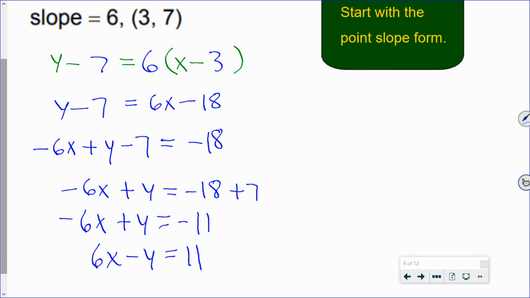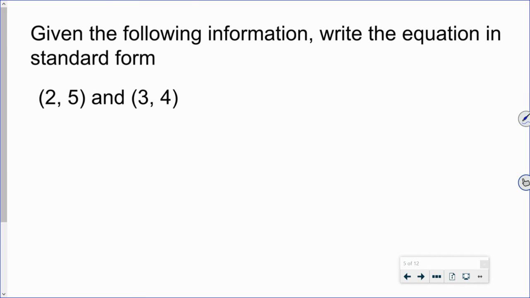Let's look at another example. Now, in this one, they want me to write the equation in standard form, but I just have 2 points. What do I not have? Slope, exactly. So I'm just going to find the slope first off. So 4 minus 5, subtract my y's, change in y over change in x, 3 minus 2. So 4 minus 5, negative 1. 3 minus 2, positive 1. So my slope is negative 1.